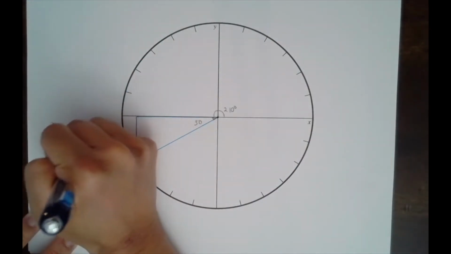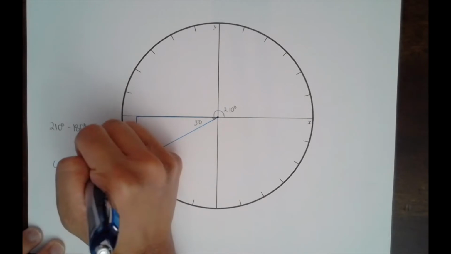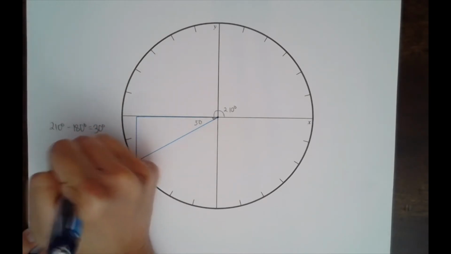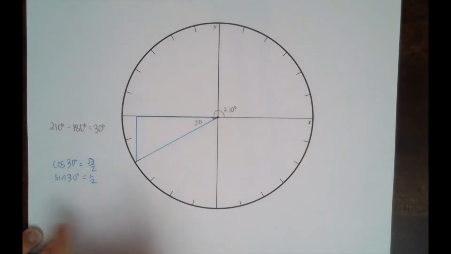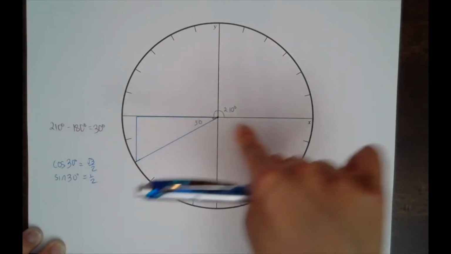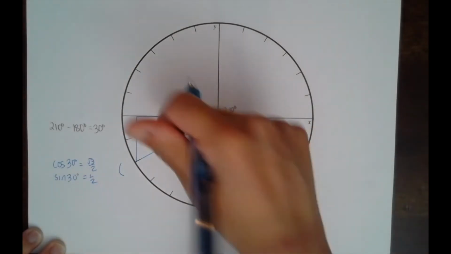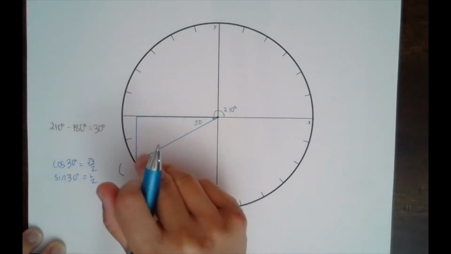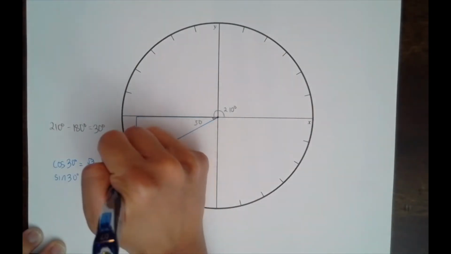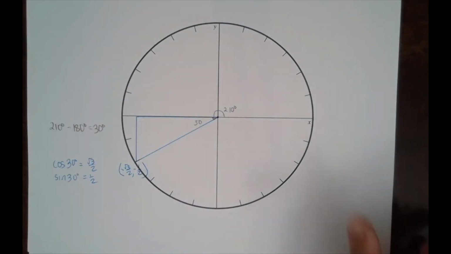So cosine of 30 degrees is root 3 over 2, and the sine of 30 degrees is 1/2. Okay, but remember, we're not actually finding the sine and cosine of 30 degrees. We want 210 degrees. So we have to think, is sine and cosine positive or negative here? Okay, remember, this point here is in the third quadrant. Both x and y are negative, so we have negative root 3 over 2, comma negative 1/2. Okay, so let's fill that in.